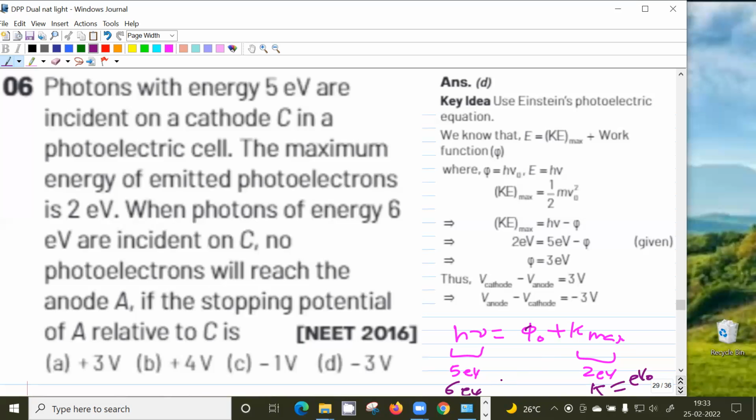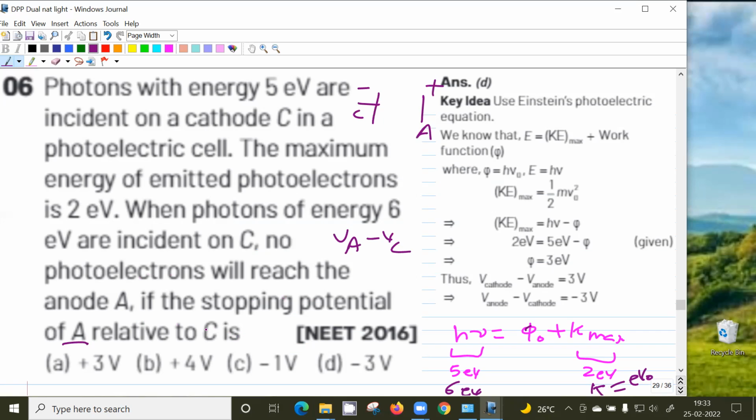So what is the answer? I got the answer as 3 volts, but I don't know what is that cathode potential and anode potential. Yeah. Cathode is negative, no? I simply got that the stopping potential value is 3 volts, sir. Hold on. Cathode is negative, anode is positive, no? Cathode will emit electrons. So we have to find the stopping potential of VA relative to C. So it's VA minus VC.